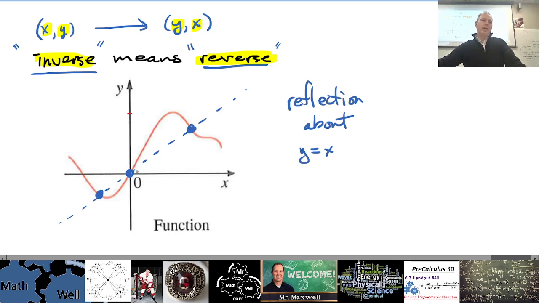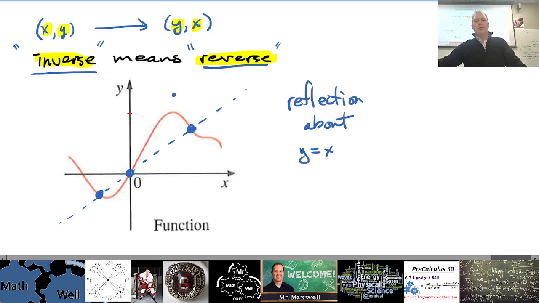So every other point, again, if we had coordinates, you just reverse the y and the x and you plot a new point. So this one is x, y. So now we want to go y, x, right? So that is up here somewhere.